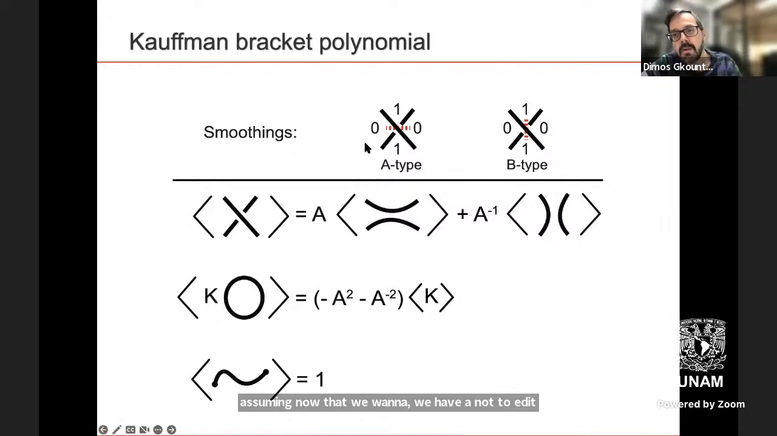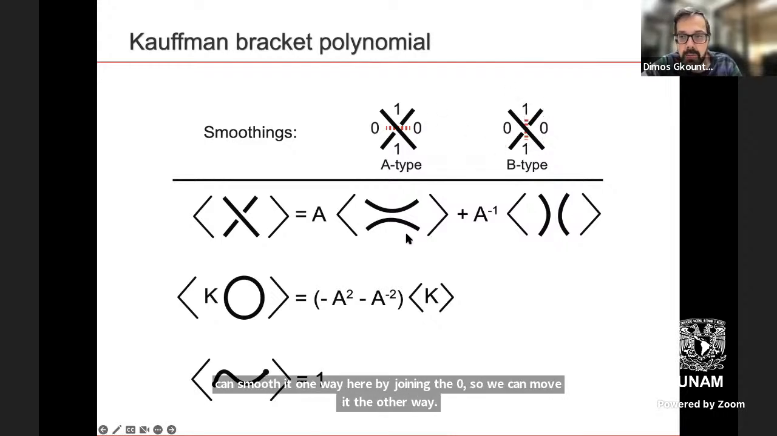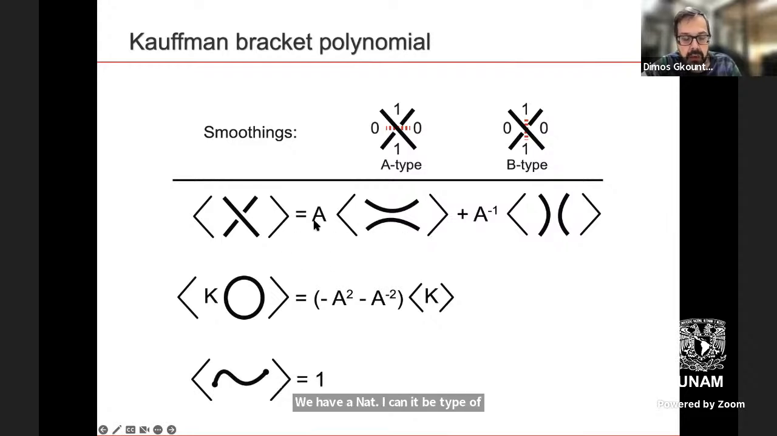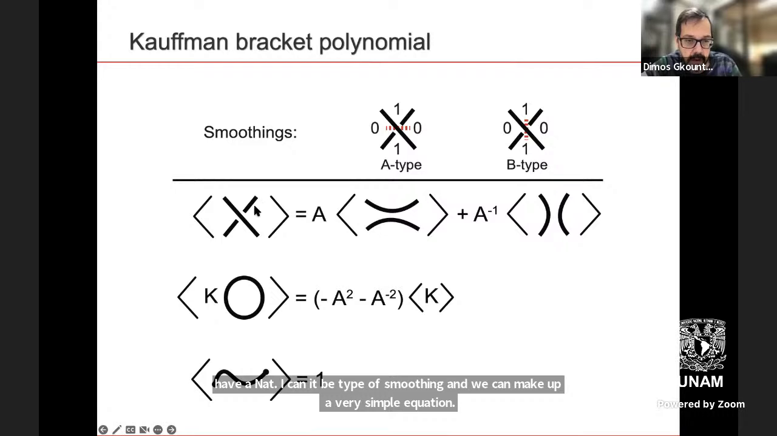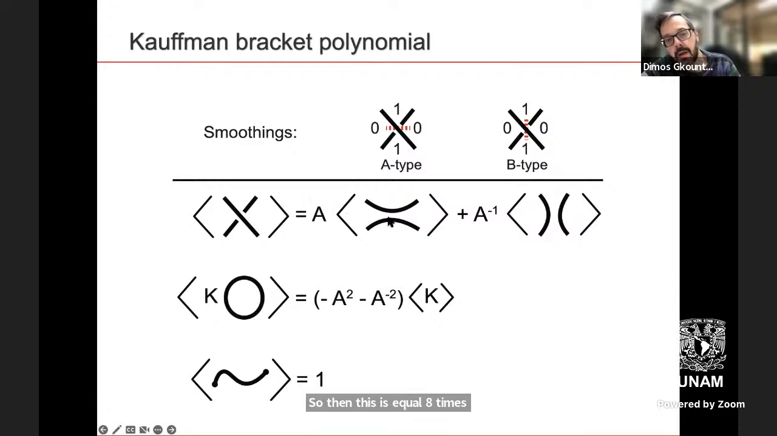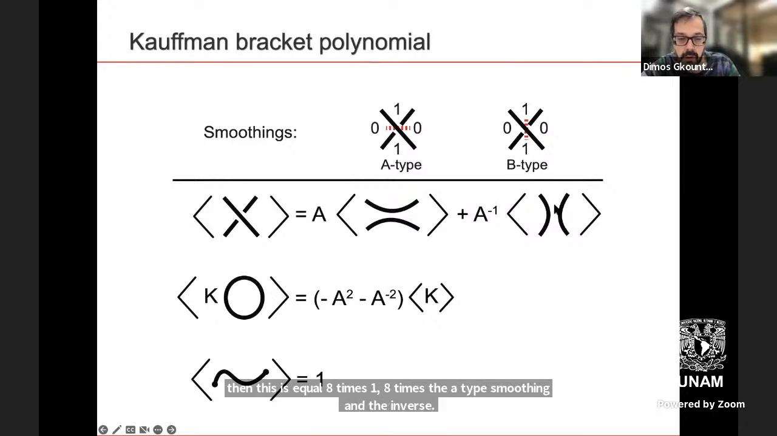Assuming now that we have a knottoid diagram and we want to compute the Kauffman bracket, we know that if we have a crossing, we can label opposing regions of the crossing with the same label. So we have here 0 and 0, and the opposing regions here labeled 1 and 1. There are two ways that we can smooth this crossing. We can smooth it one way by joining the zeros, or we can smooth it the other way. We have an A type and a B type of smoothing, and we can write a very simple scaling relation for the Kauffman bracket: a crossing is equal to A times the A type smoothing, plus A inverse times the other smoothing.